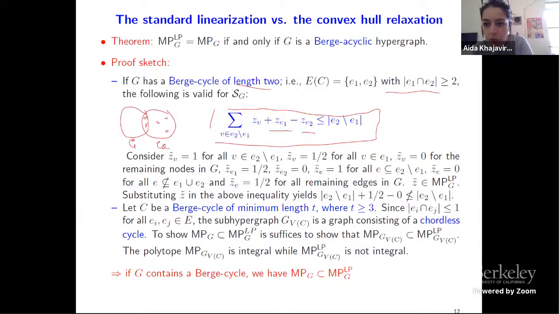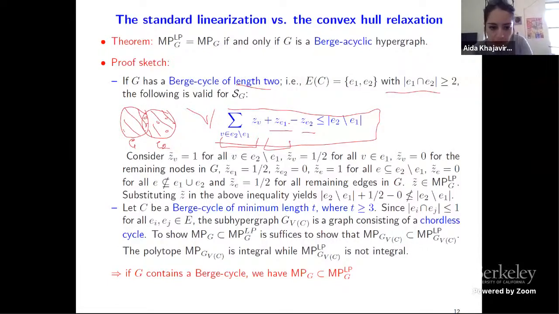So the only way this can be violated is if everything here is 1 and everything here is 1, right? So if everything here is 1, I'm saying that all the nodes that are here are 1. Then I'm also saying all the nodes that are in E1 should be 1 to make z_E1 equal to 1. But then in that case, z_E2 is also forced to be 1. Right? So that is just a proof of why this inequality is valid for the multilinear set. Okay, good. So it is valid.